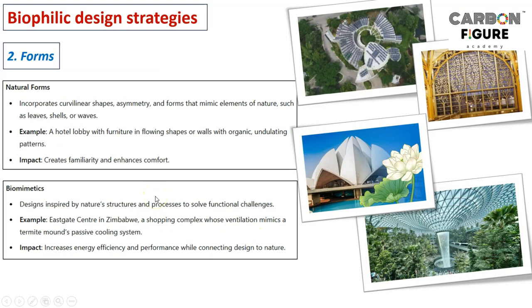Then, natural forms. Try to incorporate curvilinear shapes, asymmetry, and forms that mimic elements of nature such as leaves, shells, or waves. Here there are certain examples of how natural forms have been incorporated in building designs. A hotel lobby with furniture in flowing shapes or walls with organic undulating patterns creates familiarity and enhances comfort.